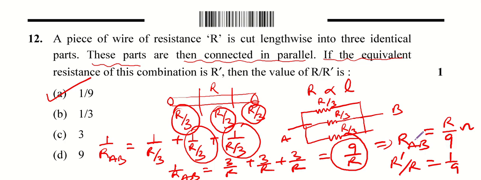Now here we said that R dash is the new resistance. So R dash, that is your R_AB, upon R is equal to 1 upon 9. So the final answer is 1 by 9.